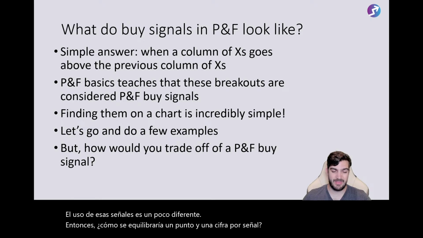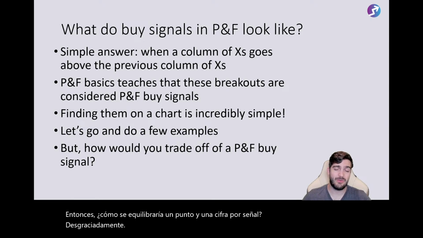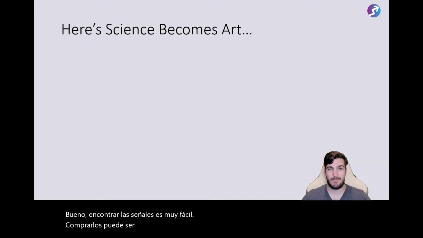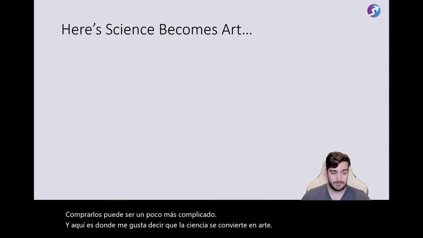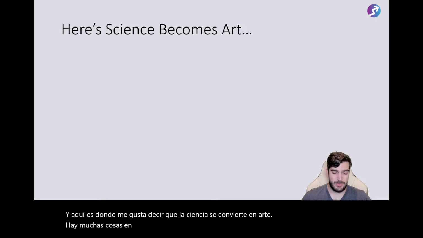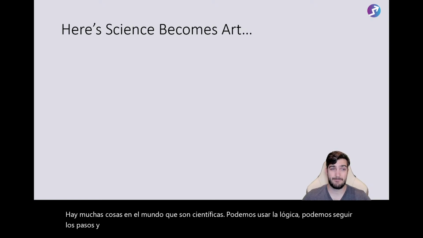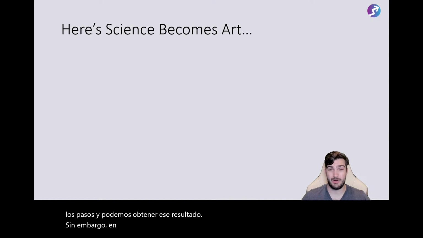Unfortunately, finding the signals is very easy. Buying off of them can be a little bit more tricky. And this is where I like to say that science turns into art. There are many things in the world that are scientific. We can use logic, we can follow steps, and we can get that result. At a certain point, though, investing becomes a game of art as well.